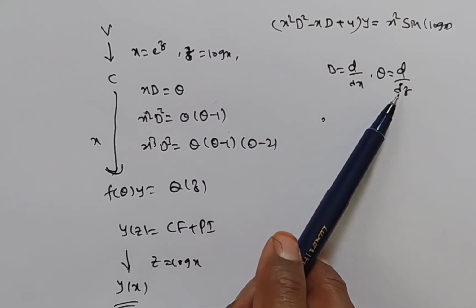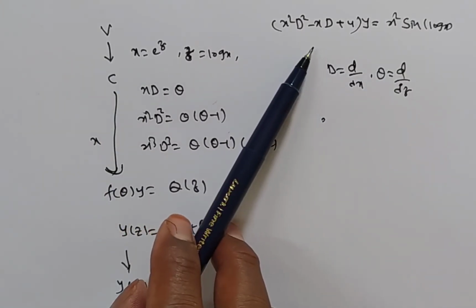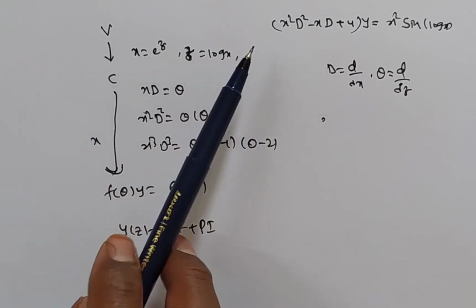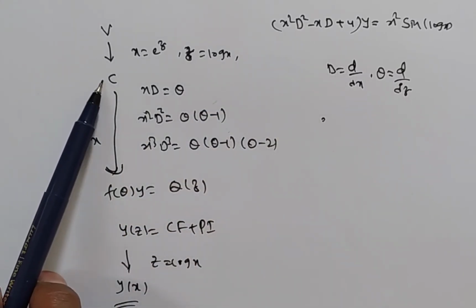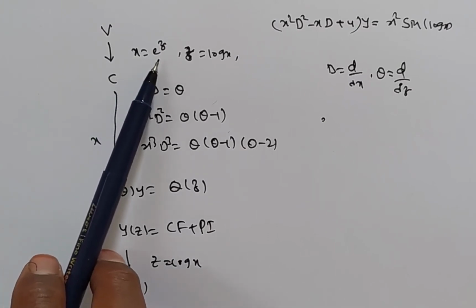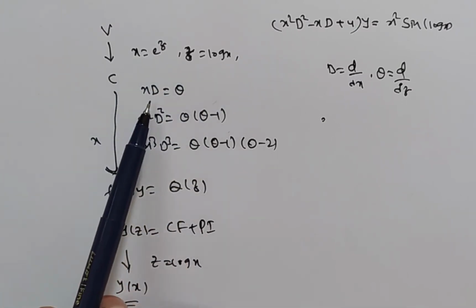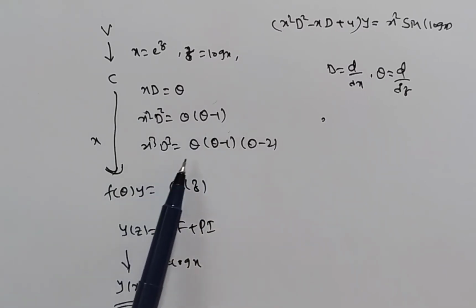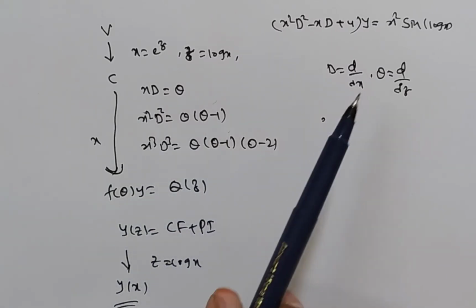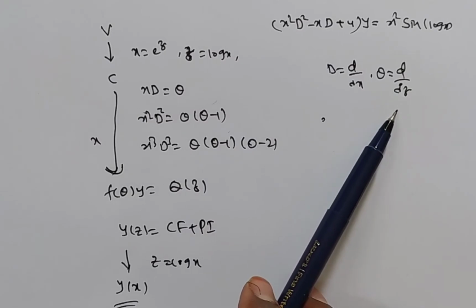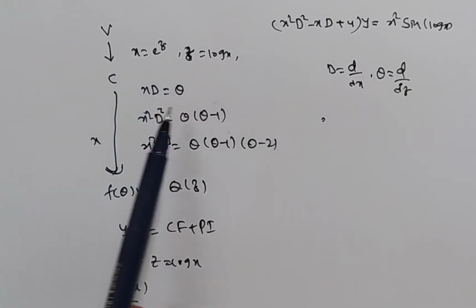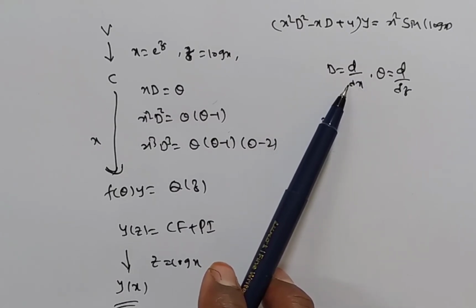Once again I am repeating, the homogeneous linear differential equation or Cauchy-Euler equations are in the form of variable coefficients. So from variable coefficients we have to convert into constant coefficients by substituting x is equal to e power z, z is equal to log x, and x D as theta, x squared D squared as theta into theta minus 1, x cubed D cubed as theta into theta minus 1 into theta minus 2, where theta is differentiation with respect to z. We have changed from the x variable to the z variable. That is the reason we have to change the derivatives also from x to z.